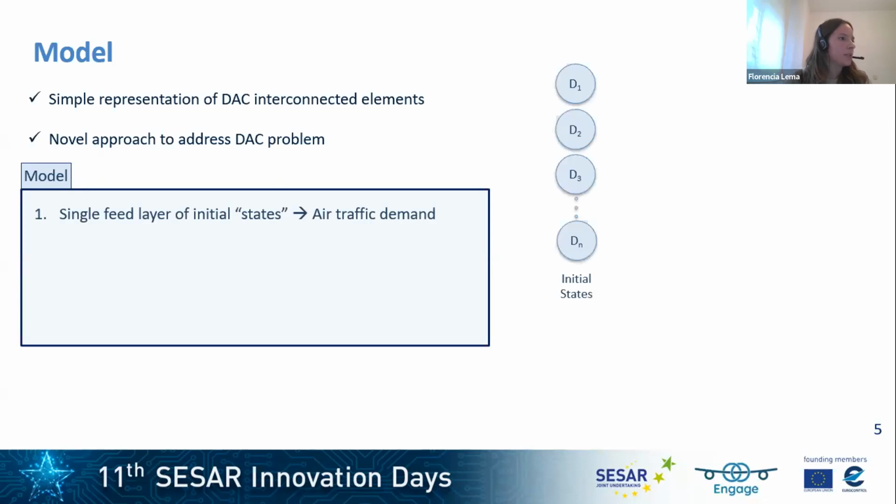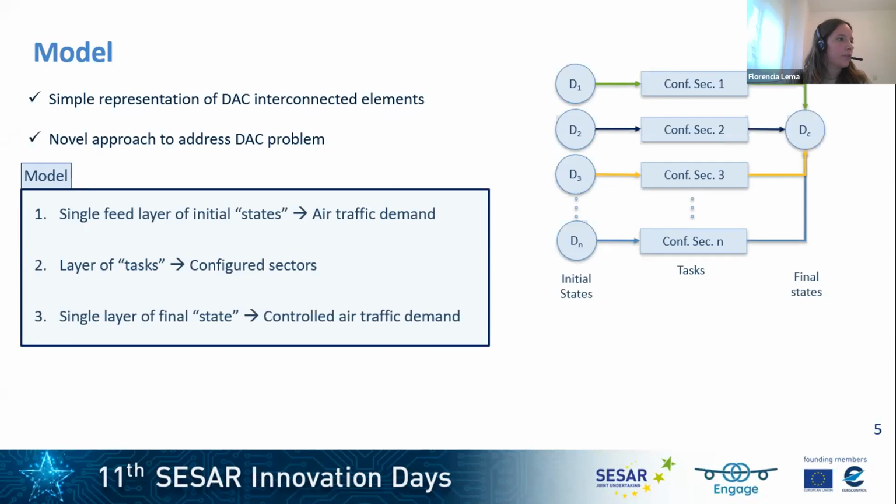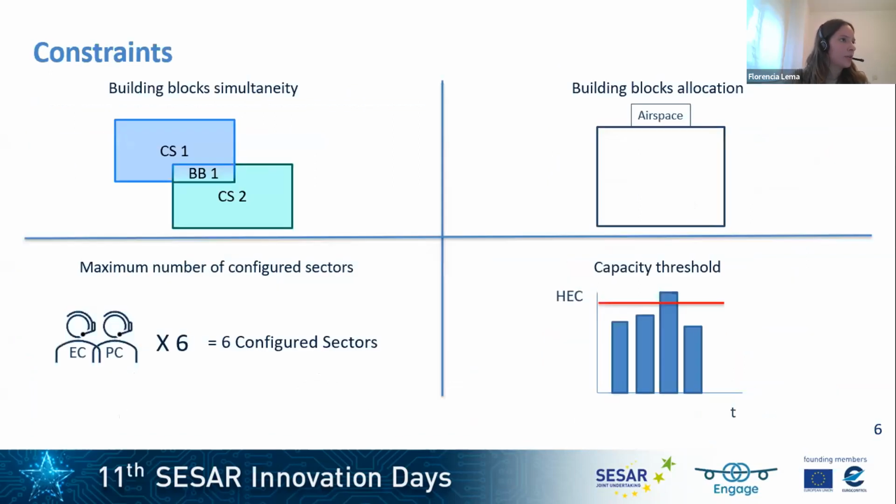The first one is a single feed layer of initial states, which in our case represent the air traffic demand. This layer is connected to a second one of tasks, which in our case represent the configured sectors. And then we have a third final layer with a final state, which in our case would be the controlled air traffic demand. The objective of our optimization would be to find the optimal allocation of all units, building blocks in our case, to each configured sector in order to pass the air traffic demand from its initial to its final state. The constraints imposed for our model are the following.